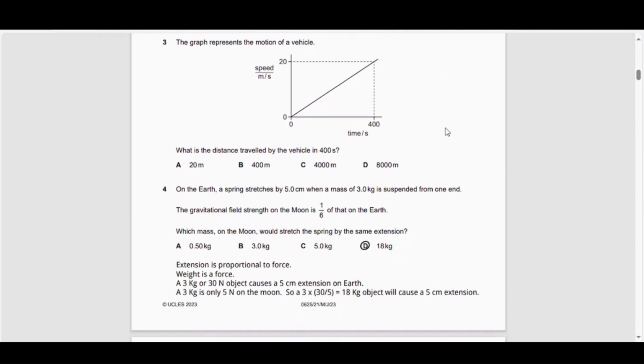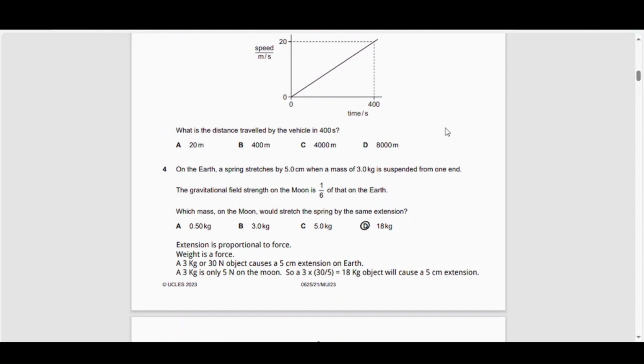Question 3 is a question on kinematics. The next question says, on the Earth, a spring stretches 5 centimeters when a mass of 3 kilograms is suspended from one end. The gravitational field strength on the moon is a sixth that of the Earth. Which mass on the moon would stretch the spring by the same extension? So this question combines the topics of mass, weight, as well as springs.